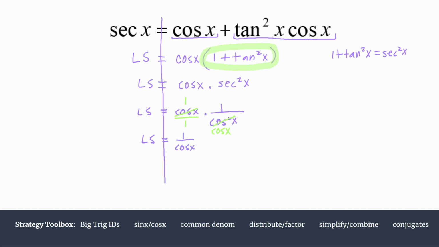But now we've gotten to the point where we know, using a reciprocal identity, that the right side is equal to secant. So we can write our final step. This is kind of the victory step. Secant equals secant. We have proved it. These sides are equal, and our trig identity is verified.